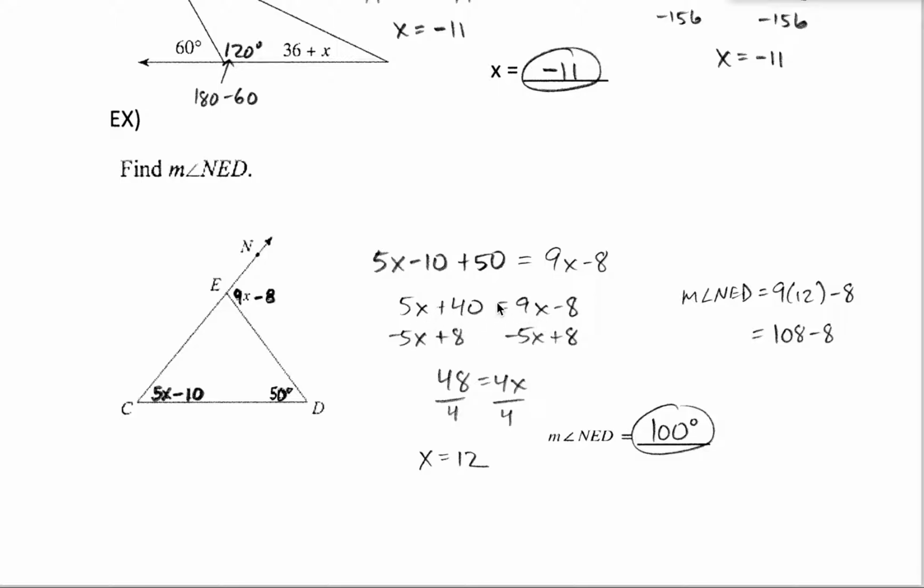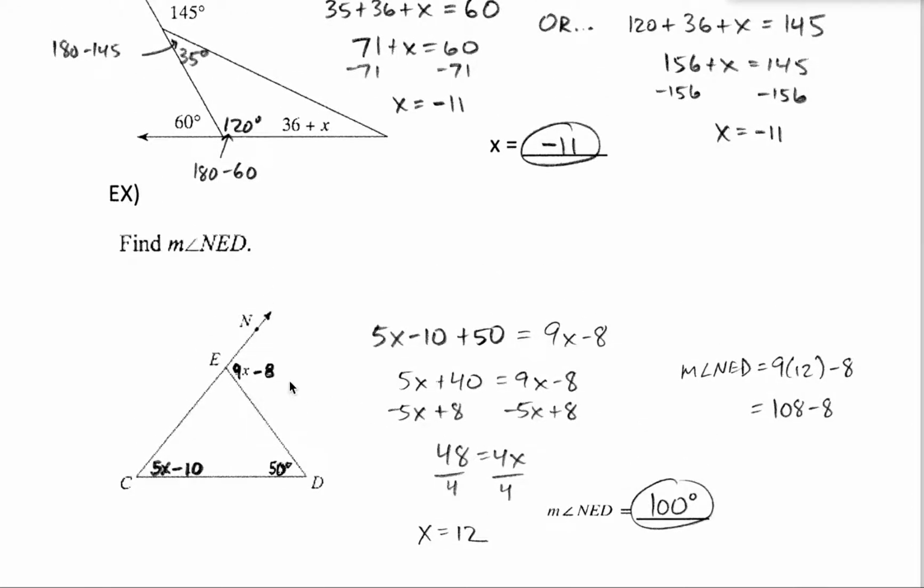I'm going to subtract 5x from both sides. So I'm moving my x's to the right side. If I do that, I'm going to want to move my numbers to the left side. So I'm going to add 8 to both sides. So my x's cancel over here, and I'm left with 4x on the right side. My 8's cancel on this side, and I'm left with 48 on the left side. One more step, divide by 4 to solve for x. And 4 goes into 48 12 times. So take that x value now and plug it into your expression representing the measure of angle NED. So we're going to do 9 times 12 minus 8, which is 108 minus 8, which gives us a final measurement of 100 degrees for that angle.